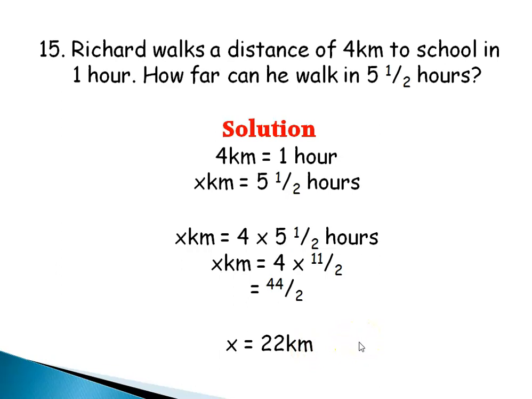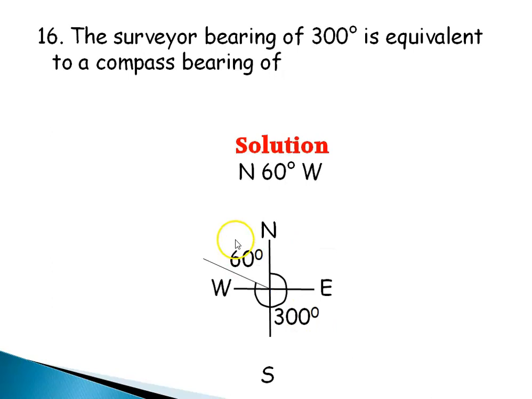Is that okay? Good. Alright, question 16 says the surveyor bearing of 300 degrees is equivalent to a compass bearing of. Now you need to know the difference between a surveyor bearing and a compass bearing. For surveyor bearing, you're just given the number and the degree. That's all. But for compass bearing, you need to show the direction, maybe north, south, west, east, whatever. So you have direction and the angle in your compass bearing.